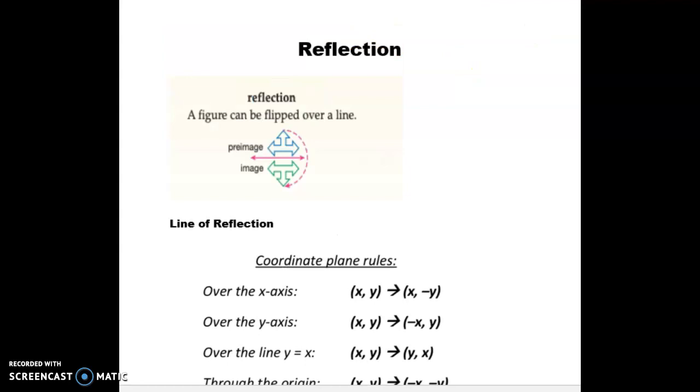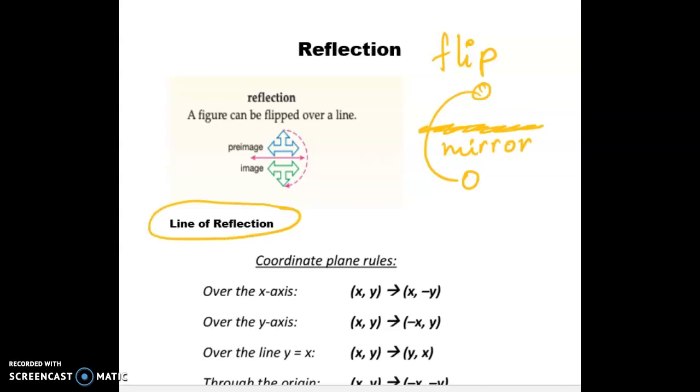Now the second in the line is the reflection. Reflection is just like when we flip. So either we can have the x-axis as the mirror, and we are flipping one object onto the other side, right? This mirror, this line, is called the line of reflection.